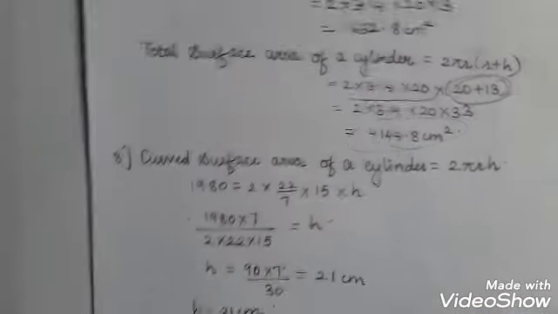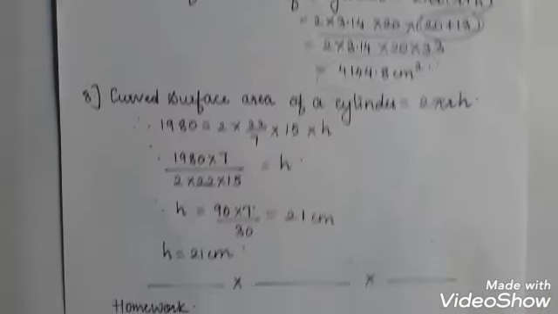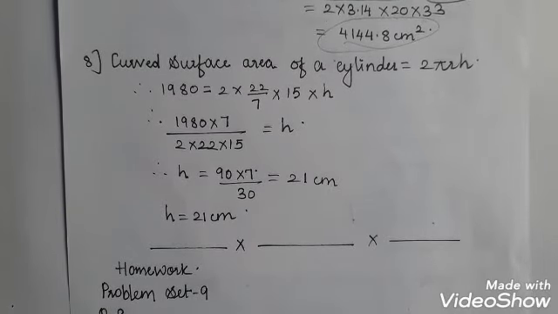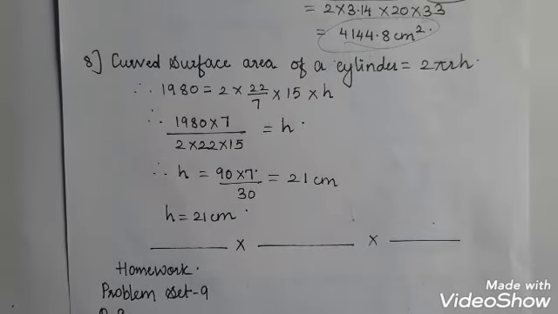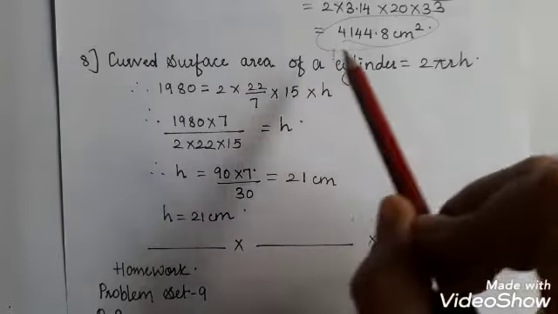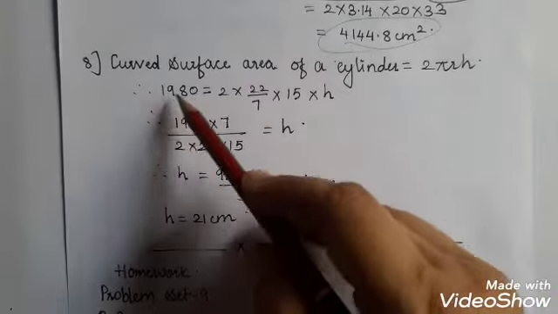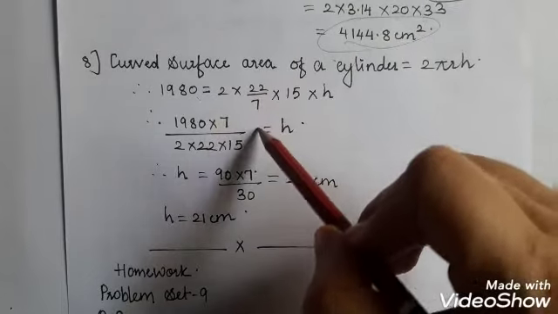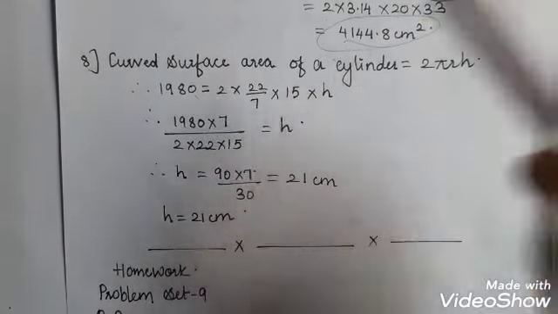Next. Eighth sum. Curved surface area of a cylinder is 1980 centimeters square. Its radius is 15 centimeter. Find the height of the cylinder. So the curved surface area formula is 2 pi r h, right? Curved surface area is 1980, which is 2 multiplied by pi is 22 upon 7 into r is 15 into h.